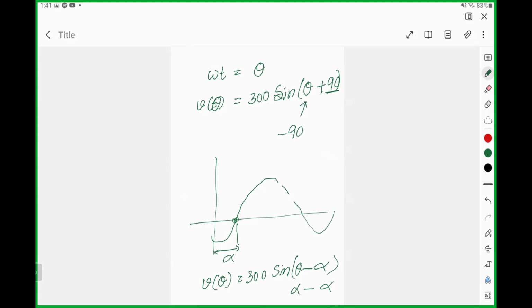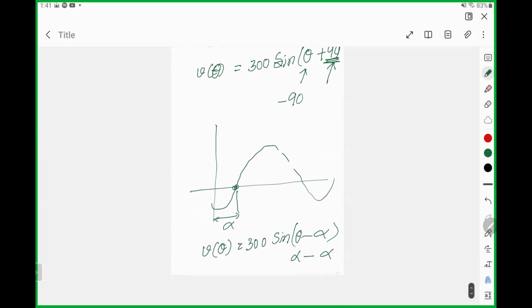Okay? So this additional angle that I have added has a name. What is that name?